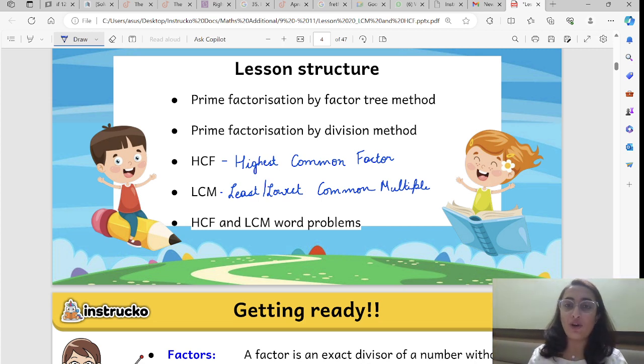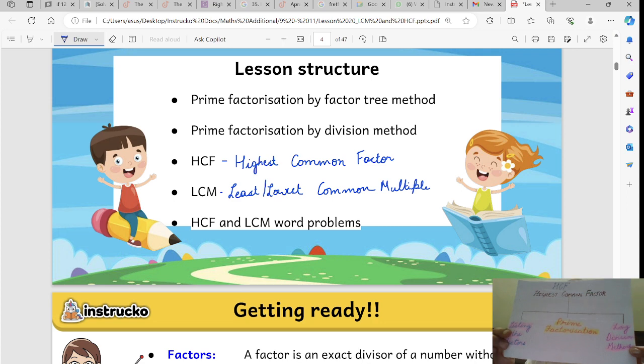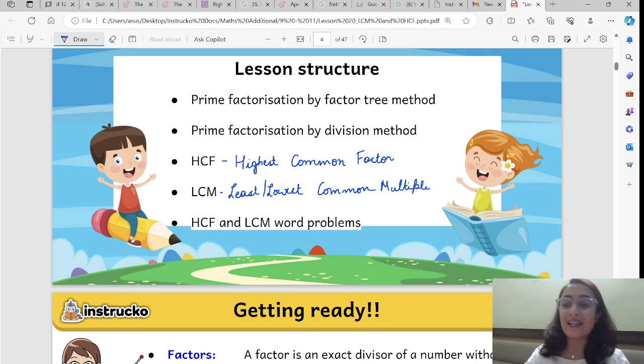Now, I am sure all of you know what long division is. So, yes, we will use that long division to calculate the HCF. Okay. So, once again, let's revise. What is the full form of HCF? It is highest common factor. Okay. Now, let's move to the second term.